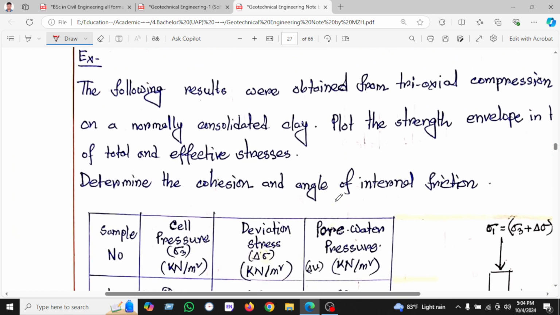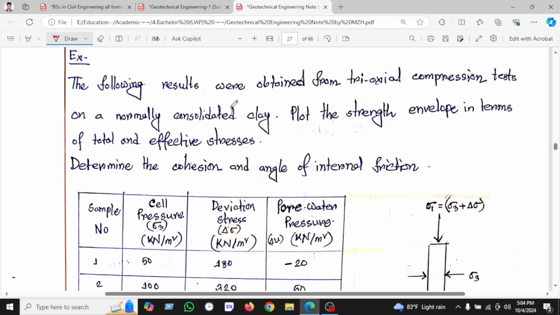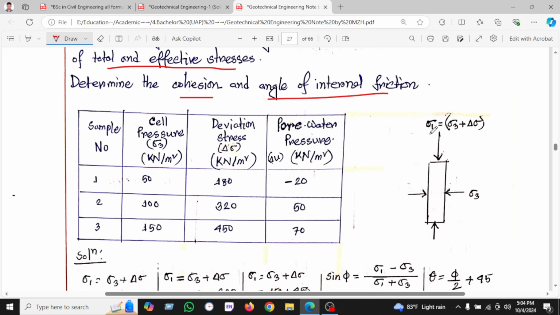So you can see another example. The following results are obtained from a triaxial test and normal stress is considered. Plot the strength in terms of the total and effective stress and determine the cohesion and angle of internal friction. So this diagram is given there. Cell pressure, which is sigma 3, is given here, and deviator stress we know here, and pore pressure is given here.